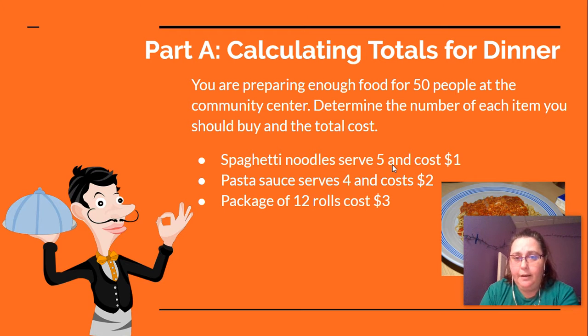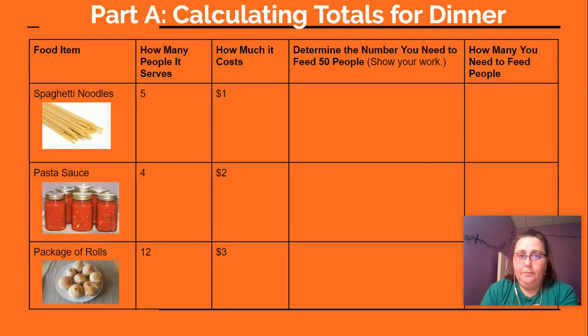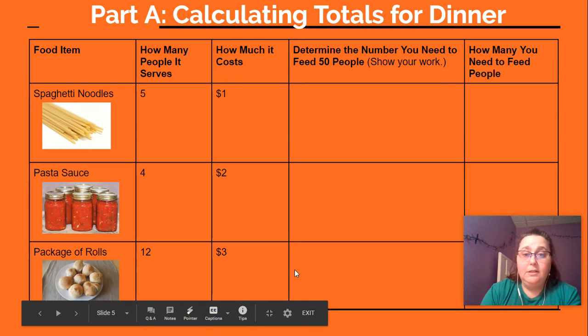Spaghetti noodles serve 5 and cost $1. Pasta sauce serves 4 and costs $2. And a package of 12 rolls costs $3. So mathematicians will take that information and organize it into a chart, a graph, whatever works and whatever's best for their purpose. In this case, the best thing to use would be what's called a table.